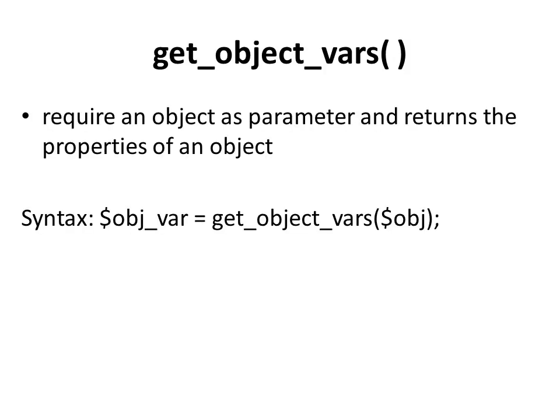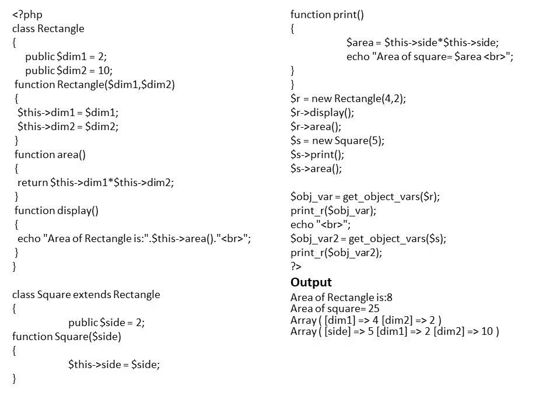Next is get object var. Like previous, we have seen the class attributes. Now we will see the object's attributes. Again it is same, get object var, and inside a bracket you have to pass the object instead of class name. Now same example. Now I am calling get object var and inside a bracket I am passing r as object of rectangle. Then I am displaying the information.